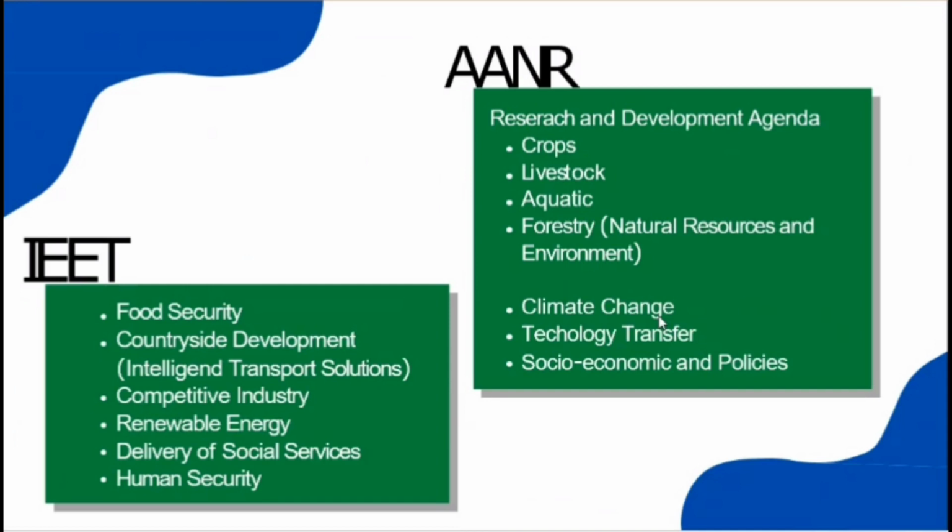The Agriculture, Aquatic, and Natural Resources agenda comes with the following research and development agendas: crops, livestock, aquatic, forestry, natural resources and environment. It also includes combating climate change, investment and technology transfer, and socio-economic policy in regard to this field.